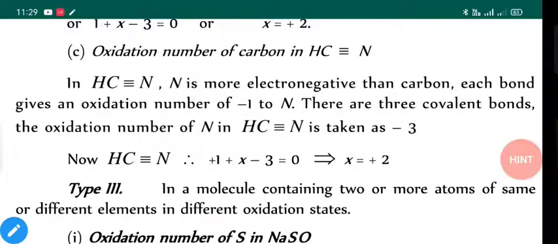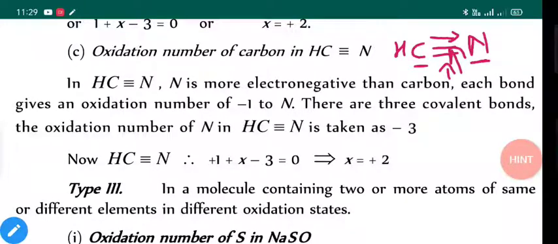But if the situation is opposite, that means if we have a structure something like this, where carbon donates one of the electron pairs as a coordinate covalent bond towards the nitrogen. Now in this case, we have electropositive element carbon, which is donating an electron pair towards the nitrogen. For the two single bonds, that means two normal covalent bonds, carbon will get +1 charge, nitrogen will get -1 charge.